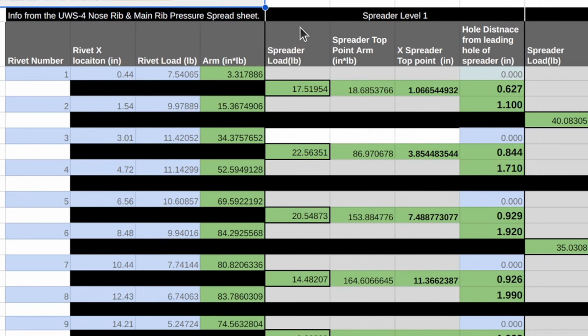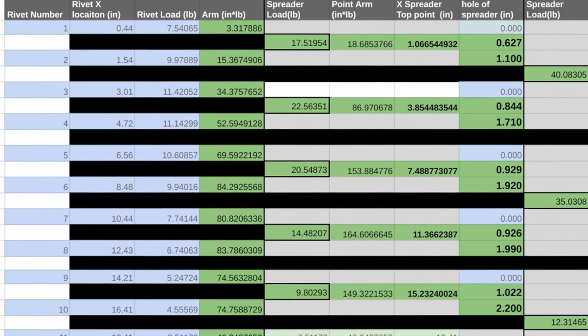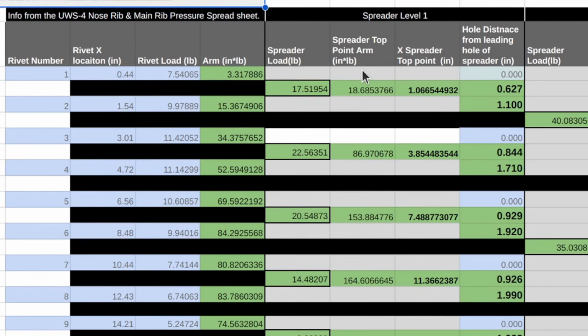So then I come up to tier 1 up in here. I calculate the load that that tier is going to pull. So that's the two rivet loads together near the nose. So that's 17.5 pounds. And so I did that for each load spreader moving back toward the spar, except for this last one here. He's by himself. I'm going to move him up to the next tier. And we can calculate that arm at the top of the load spreader. That's just summing these two arms together. That's this column right here.